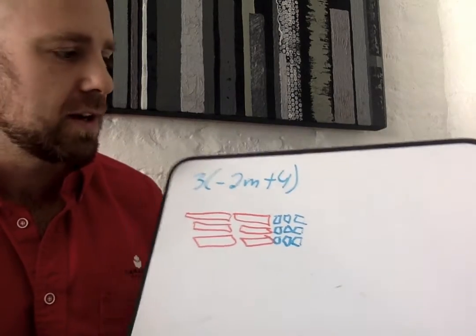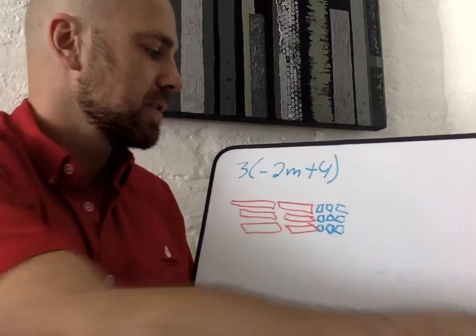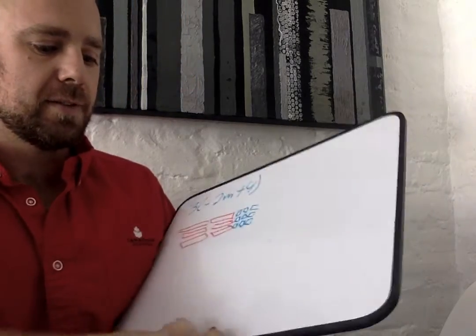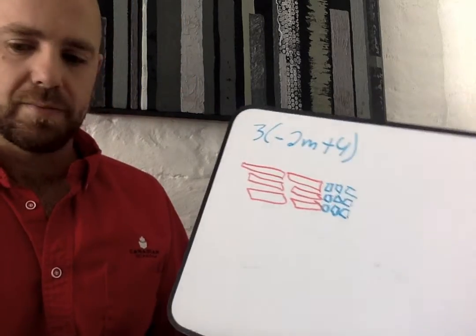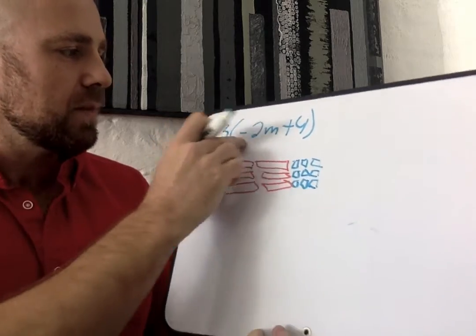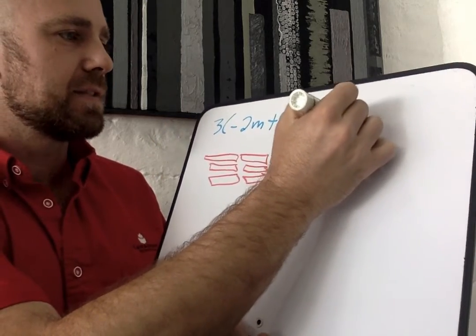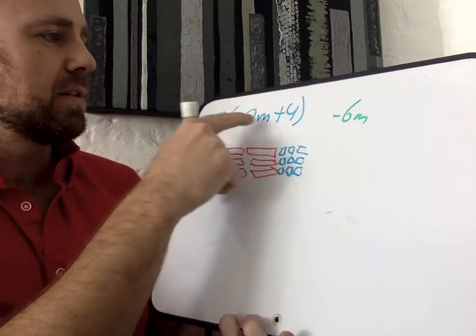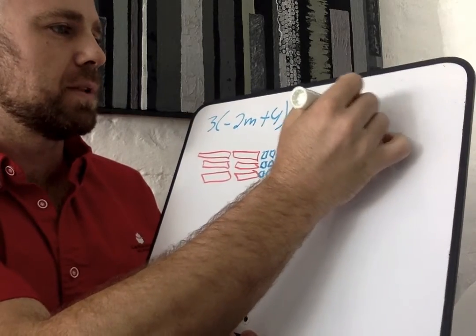Okay, then I can try to go and actually distribute this out. So if I have my 3 times negative 2m plus 4, I'm going to go 3 times negative 2m is going to be negative 6m. And then 3 times 4 is going to be plus 12.